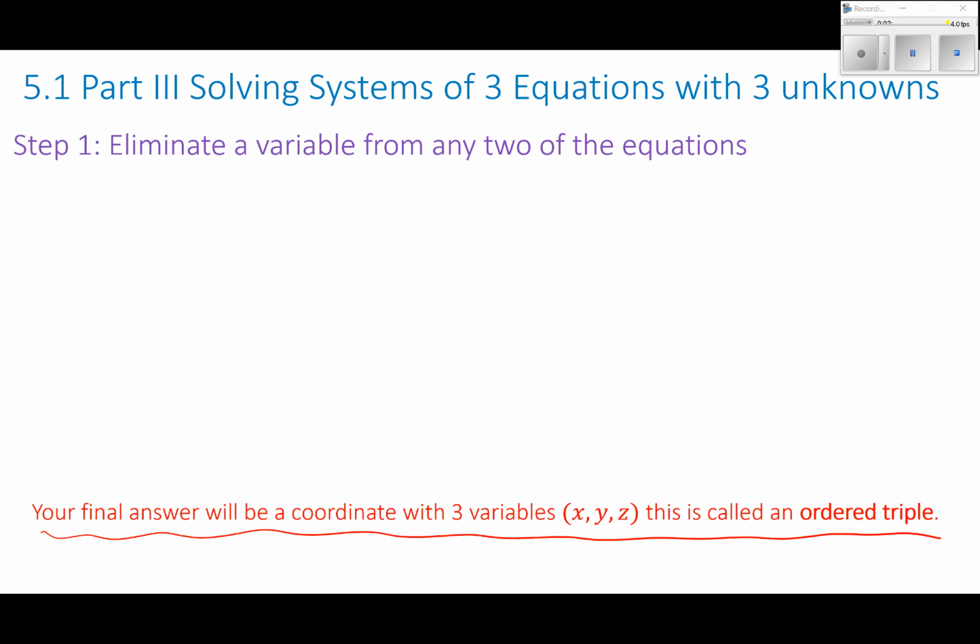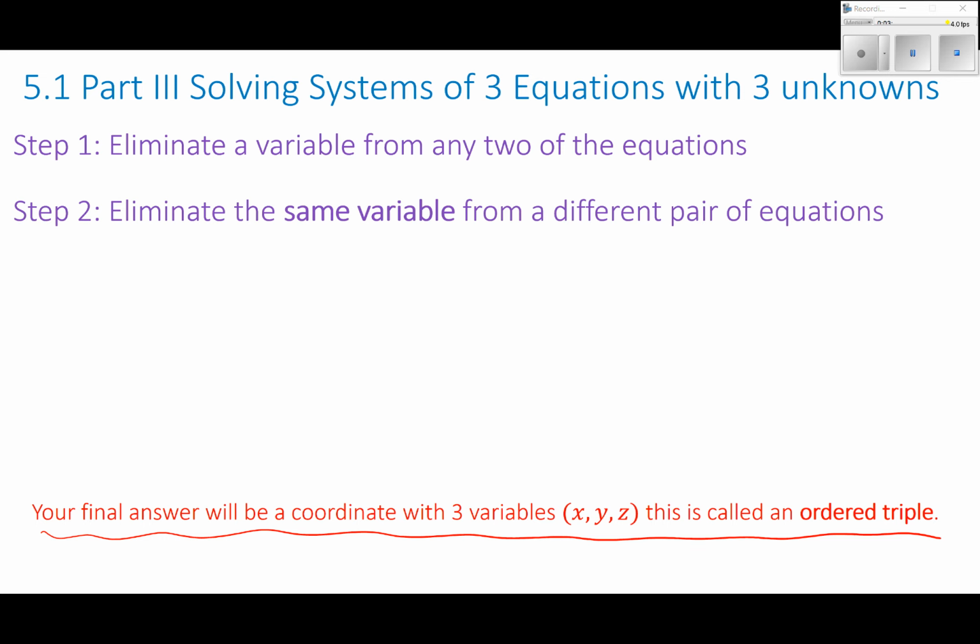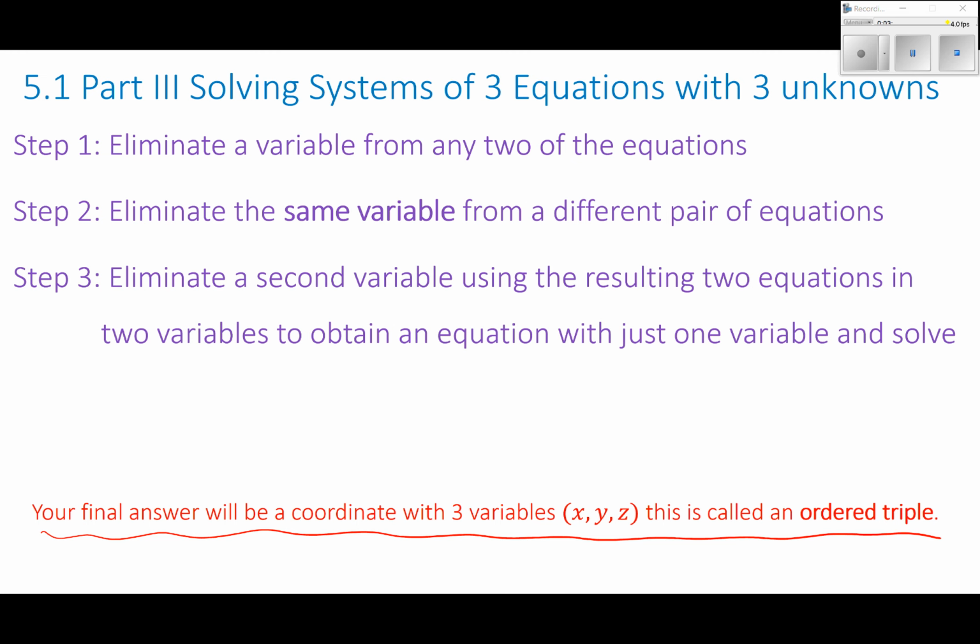So how do we do this? Step one, eliminate a variable from any two of the equations. So again, we're going to have three variables, x, y, z. If we can eliminate a variable from any two of the equations, we're on the right track. Step two, eliminate the same variable from a different pair of equations. So if in our first pair of equations we eliminated z, now we're going to choose two other equations and eliminate z. Step three, eliminate a second variable using the resulting two equations in two variables to obtain an equation with just one variable and solve.